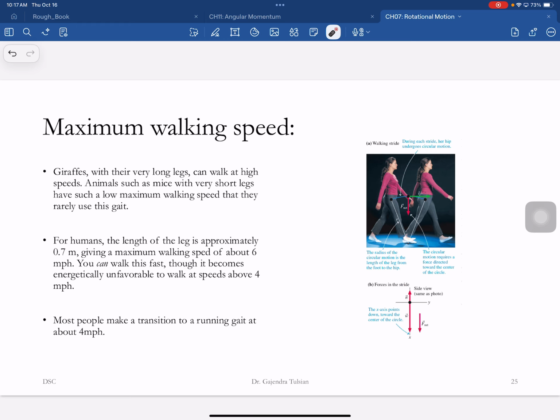You know? For humans, the length is approximately 0.7 meters. So from here to the ground is 0.7 meters. And the walking speed is about 6 miles per hour. You can walk this fast, though it becomes energetically unfavorable to walk at speeds above 4 miles per hour. So most people make a transition to a running gait at about 4 miles per hour.